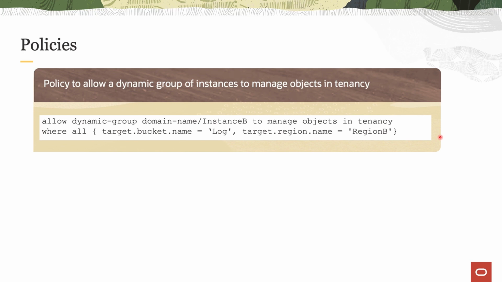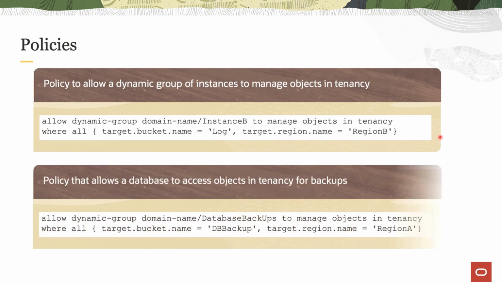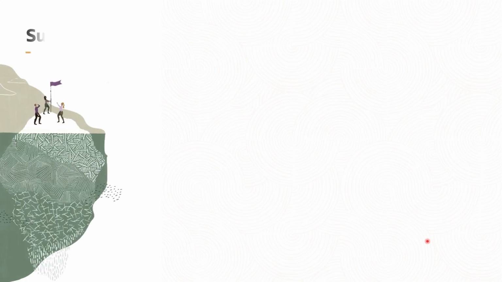Here, dynamic group members can be a group of instances, or it can be a certificate authority that wants to keep the records in buckets. Similarly, we can write it for the database example that we saw earlier, where we are allowing the database backup dynamic group to manage objects in a tenancy. And again, we are adding some additional conditions. So in this way, we allow resource principals to make API calls to other OCI services.